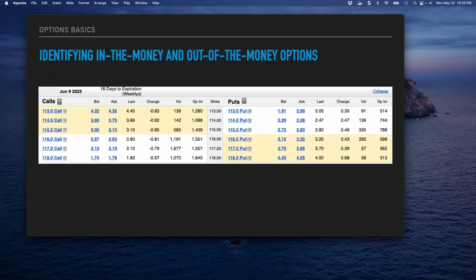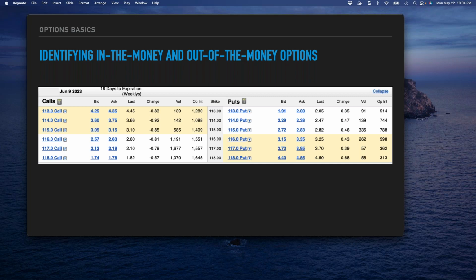On the call side, the 115 may still be the at the money contract if it is the closest to the stock's current price. But since we're now talking about call options, it would now be slightly in the money. So it's going to be highlighted yellow on my screen here, as well as any strike price below 115. While any strike price above 115 will be out of the money, and will therefore simply be listed with that white background that I was talking about.